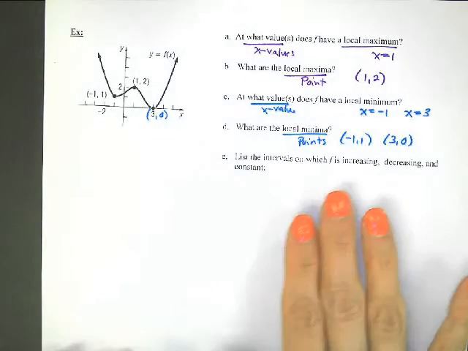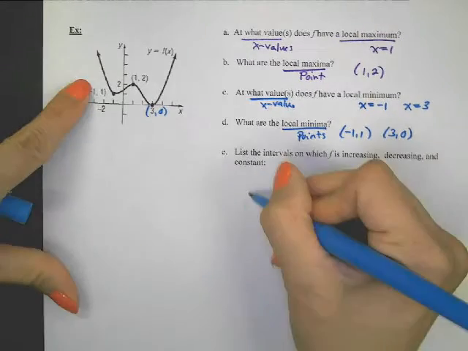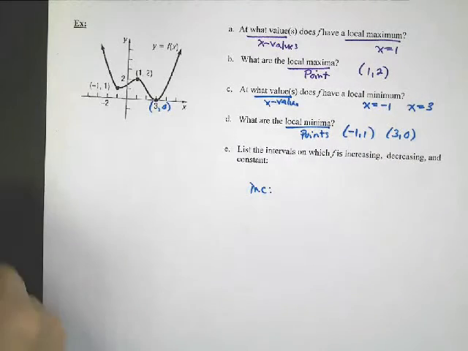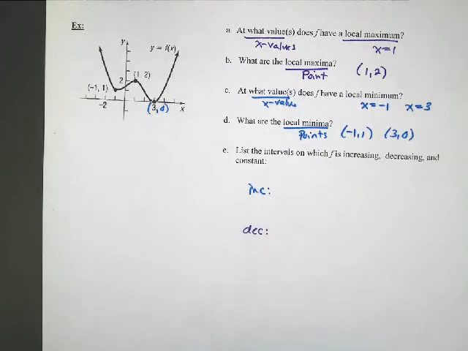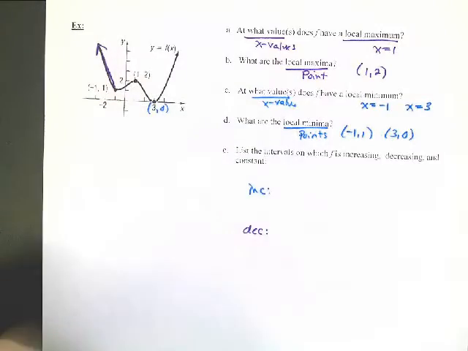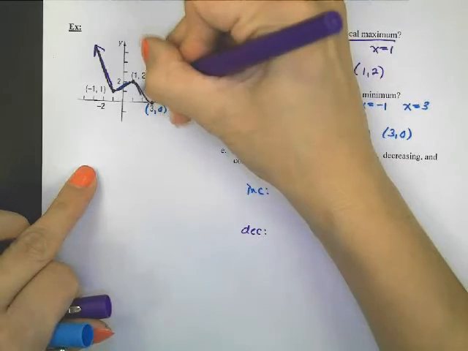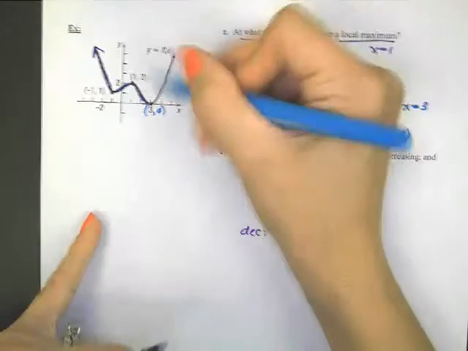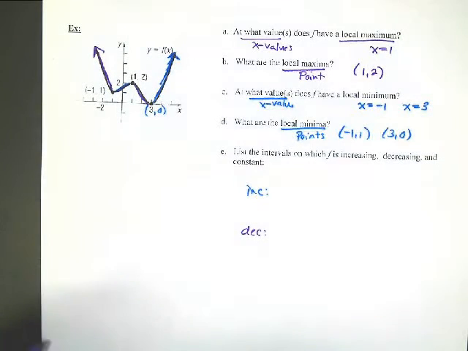And list the increasing, decreasing, constant intervals. Okay, this graph only has increasing and some decreasing. Increasing, decreasing. All right, let's highlight them. First, the graph, let's see, starting on the left. First, the graph goes down, down, down, down, down. Then the graph goes up, up, up, up, up. Then it goes down, down, down, down, down. And then it goes up, up, up, up, up. Okay, so where is the graph increasing?